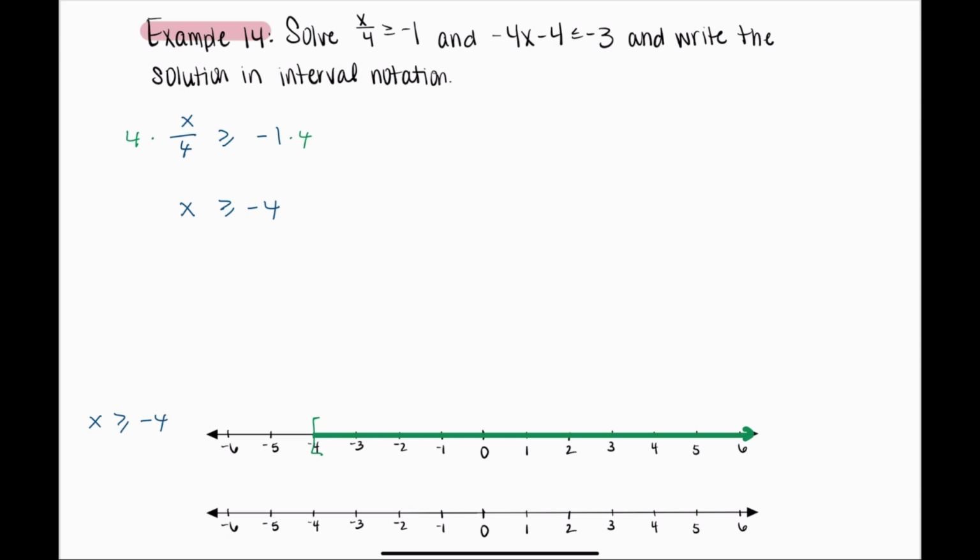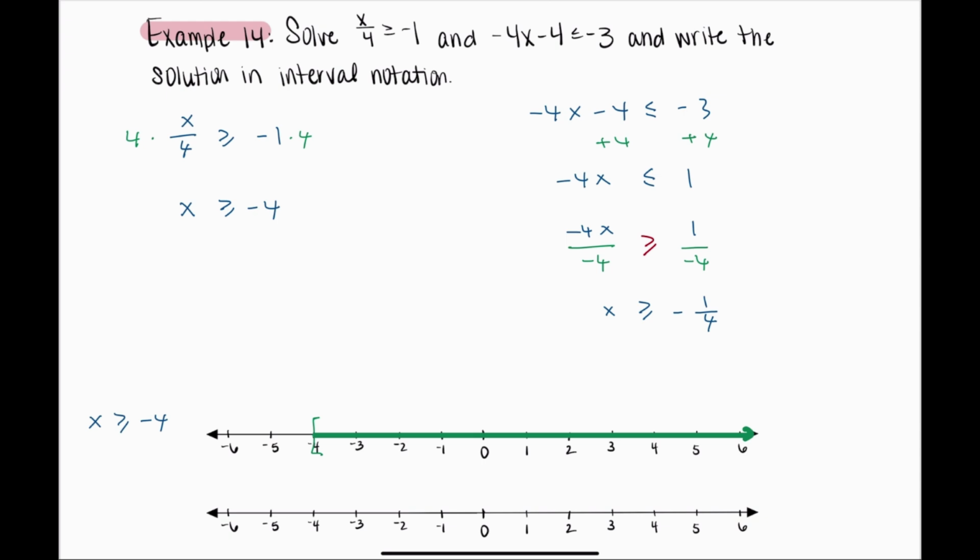Now for the second inequality, -4x minus 4 is less than or equal to -3. We add 4 to both sides to simplify. -4x is less than or equal to 1. Next, we divide both sides by -4, remembering to reverse the inequality sign since we're dividing by a negative number. This gives us x is greater than or equal to -1/4.